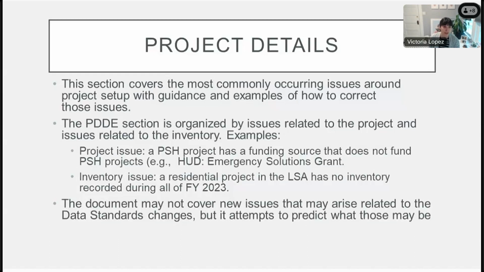So if we're thinking about this in terms of EVA, that's that project descriptor data element report that we looked at. So the PDDE section is organized by issues related to the project and issues related to inventory. So maybe you have a PSH project with a funding source that does not fund PSH projects, like maybe an ESG grant was accidentally associated with the project. That'll trigger a flag. Or you might have an inventory issue like a residential project in the LSA, maybe there's no inventory associated with it, or inventory that is active during the reporting period. That'll trigger a flag.